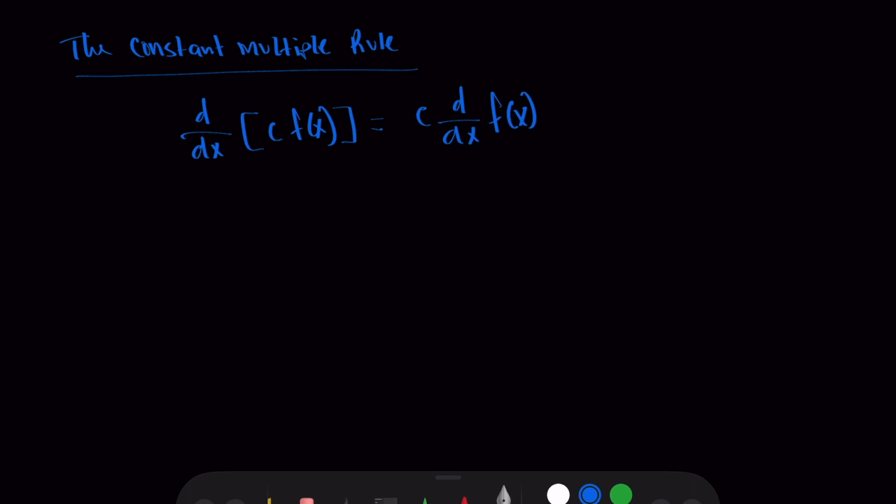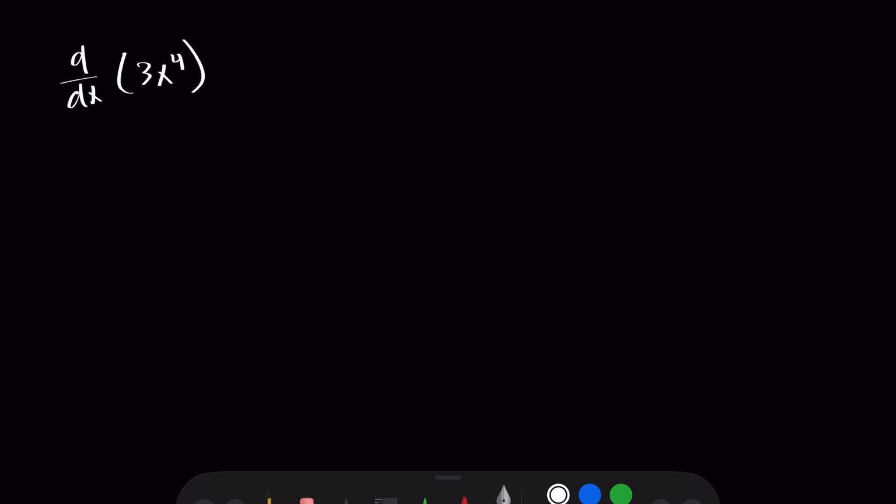Let's take a look at an example where we use the constant multiple rule to find the derivative of a polynomial. Here we have the derivative of 3 times x to the power of 4. What we could do is factor out the 3 and then take the derivative of x to the power of 4.